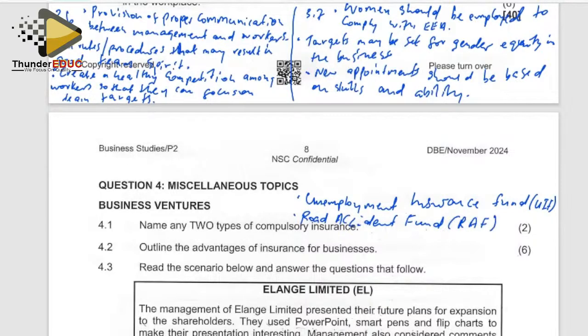Okay, right. So now let's check 4.2. So now 4.2 reads as follows. Outline the advantages of insurance for businesses. One of the advantages of insurance is that it protects businesses against dishonest employees. Also, it protects businesses against losses due to death of a debtor. Also, it transfers the risk from the business to the insurance company.